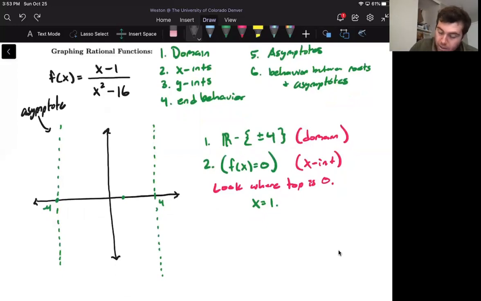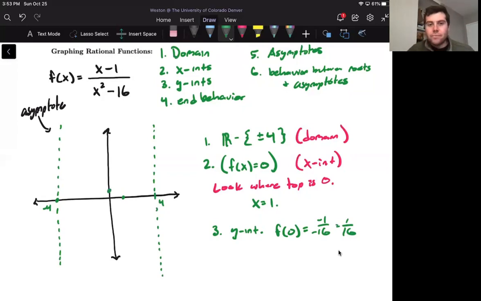Let's stick with green still for 3. We want our y-intercept. To get that, again, we just look at f of 0 the same way we always have, and we get -1 over -16, or 1/16. And we can mark that on our graph.